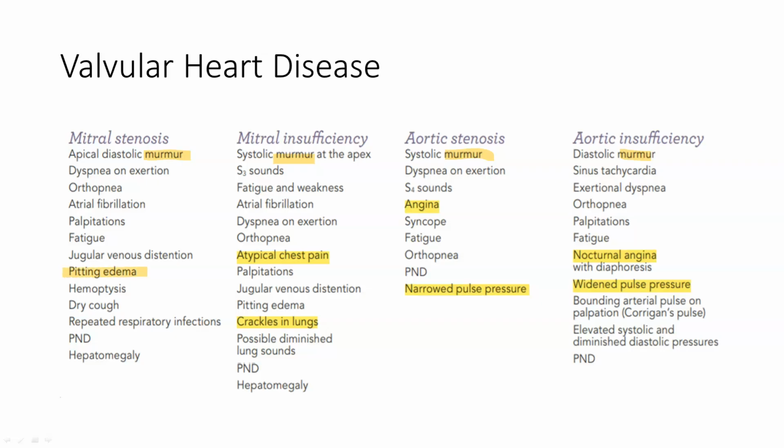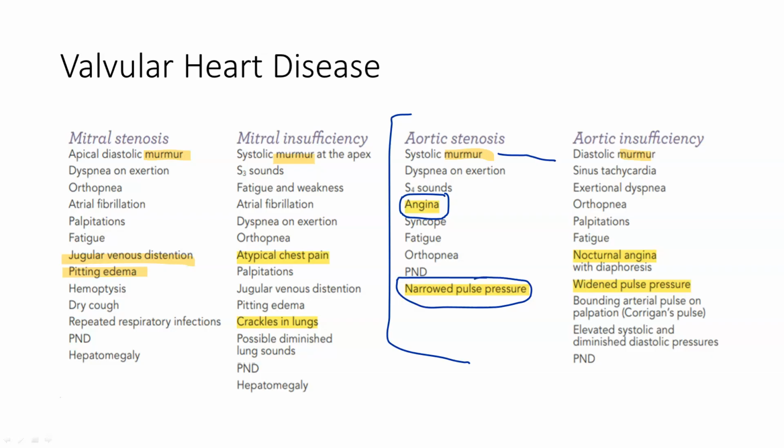You got to have some sort of issue with the right side of your heart or where blood is backing up to have JVD and pitting edema. With aortic stenosis or an aortic insufficiency, we see a lot of the same information. The only thing that we throw in here is chest pain, and now we see narrowed pulse pressures. So again, narrowed or widened pulse pressures. This is why from day one we have been talking about narrowed or widened pulse pressures, because they are indicative of a change in cardiac output.